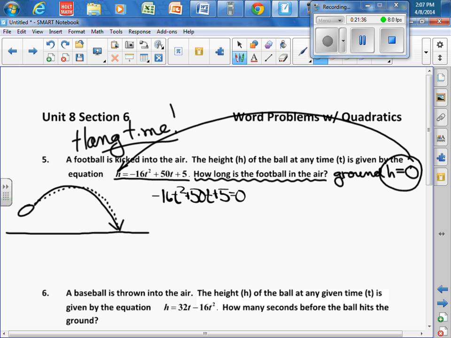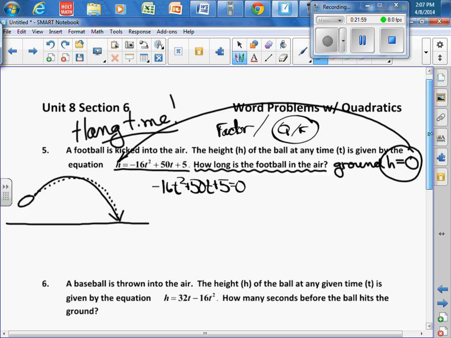So now you have a quadratic. You either are going to factor this or you're going to use the quadratic formula. I would use the quadratic formula. Go ahead and see if you can solve this and tell me when this thing is going to be hitting the ground. Go ahead and pause the video and come back in a few minutes.